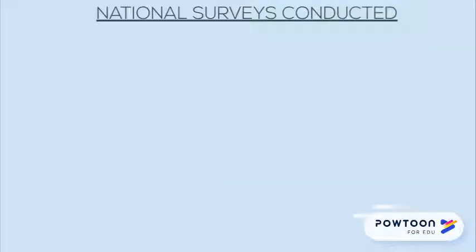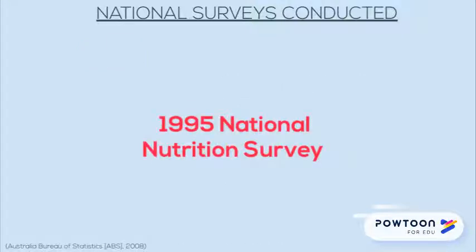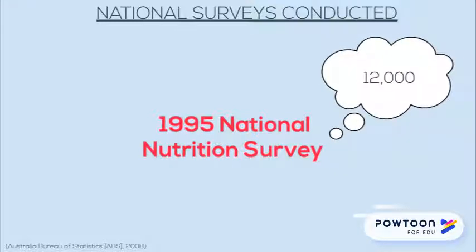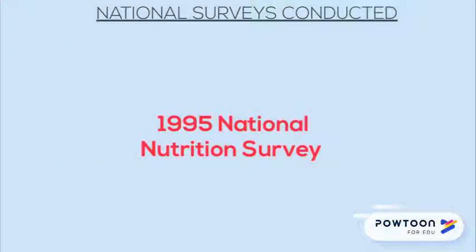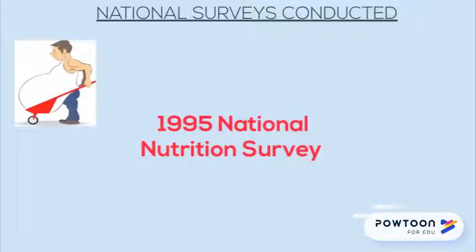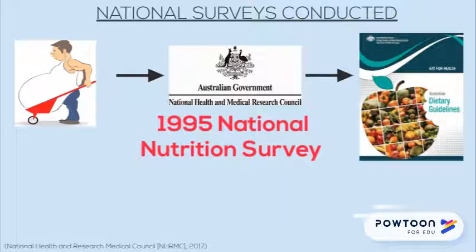Australia first began surveying national nutrition in 1938. Examples of recent surveys that have been conducted are listed below, and further information on these can be found at the supplied link. The 1995 National Nutrition Survey involved more than 12,000 individuals and utilised both the 24-hour recall and the food frequency questionnaire. The results indicated Australia's level of nutrient consumption. This informed research bodies such as the National Health and Medical Research Council, Australia's government body of evidence-based research and health advice, who in turn created the Australian Dietary Guidelines.